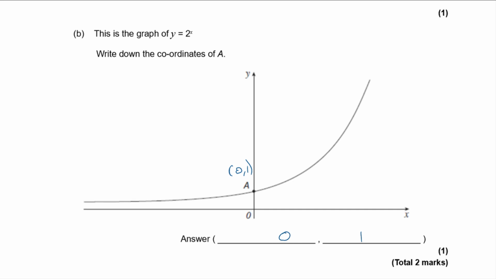Doesn't matter what the value of the number is, the base, 3 to the x, 4 to the x, 5 to the x, half to the x, it always goes through 0, 1. It's because any number to the power of 0 is 1, isn't it? Okay, so it's always 0, 1.